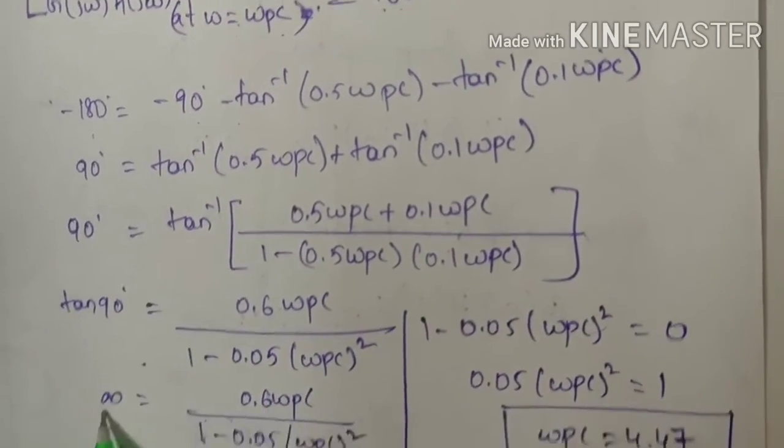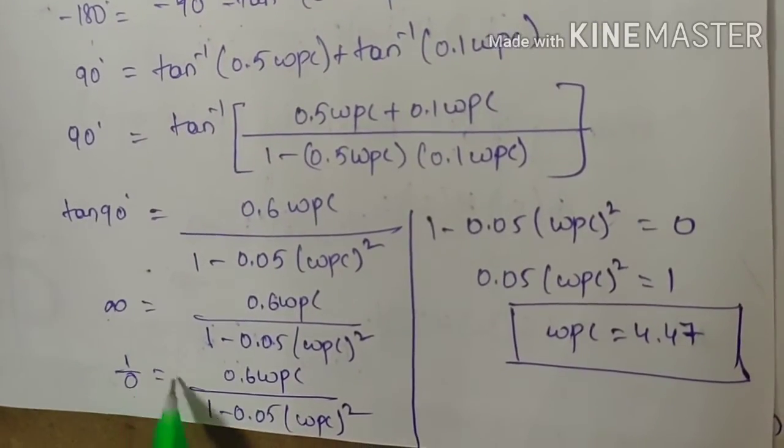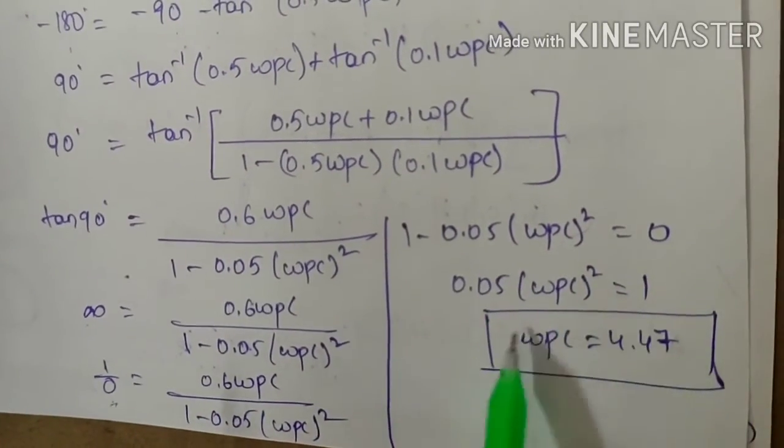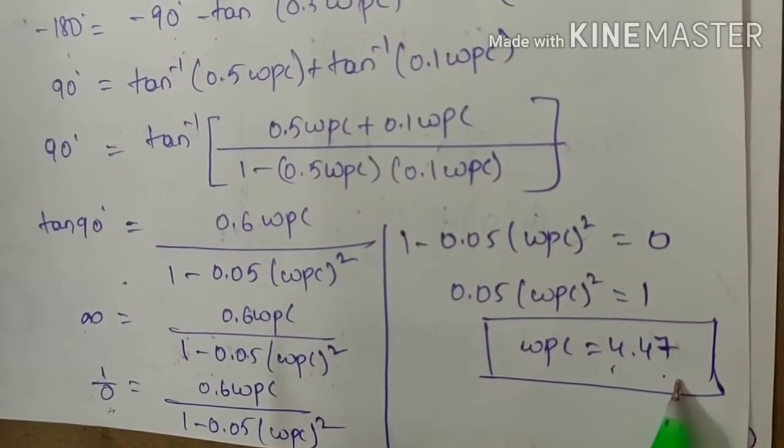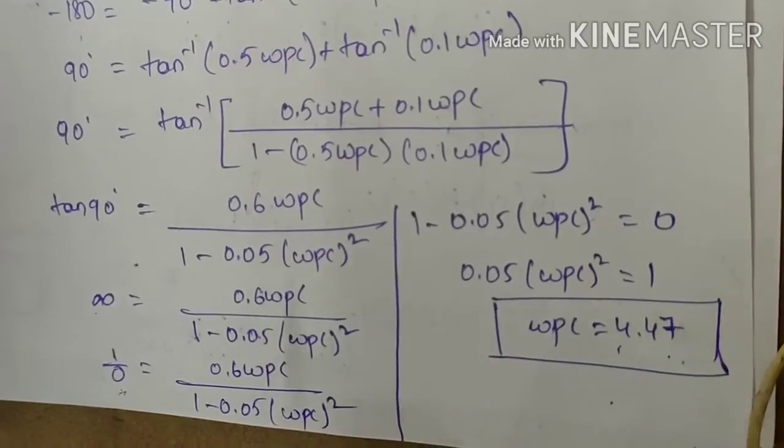Tan 90 is nothing but infinite. Infinite can be written as 1 by 0. Do the cross multiplication and find the omega PC value. Finally, you will get omega PC equal to 4.47. This is the frequency at which we need the magnitude.